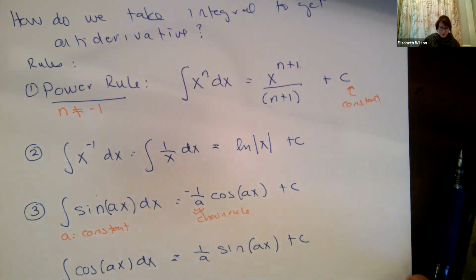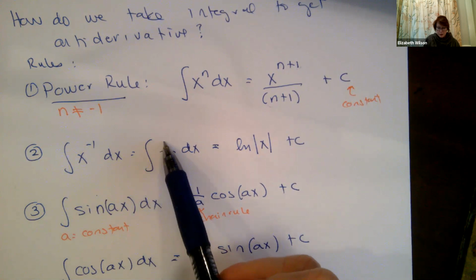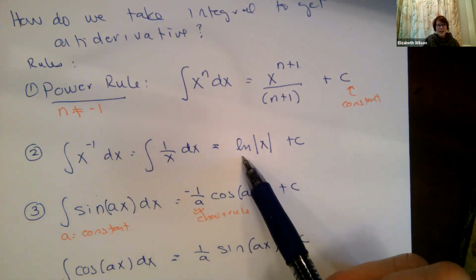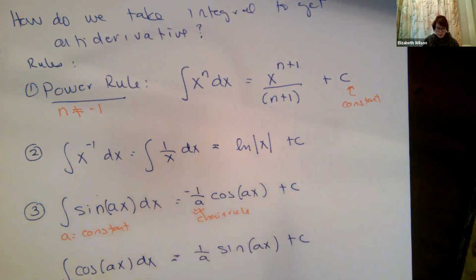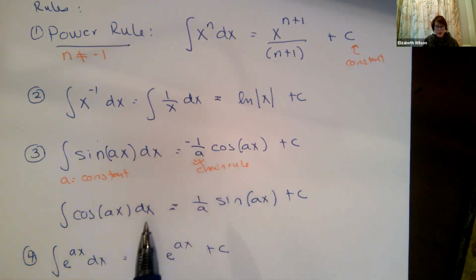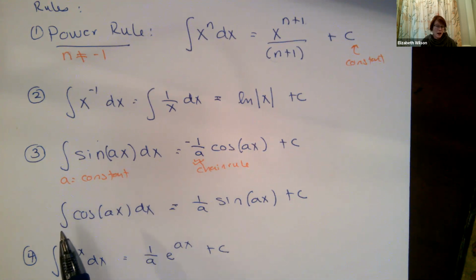My second rule is what I do when the exponent's equal to -1. It looks like this. I'm integrating 1 over x, or x to the -1. When I do that, I get the natural log of the absolute value of that function plus c. Sine of x gives me minus the cosine. This a is some constant. It's like 3 or pi or whatever.